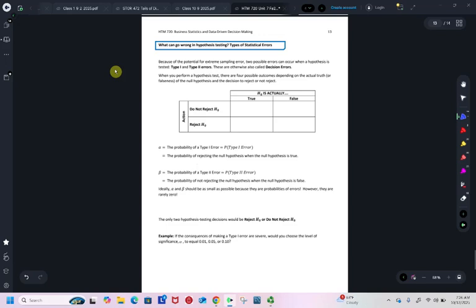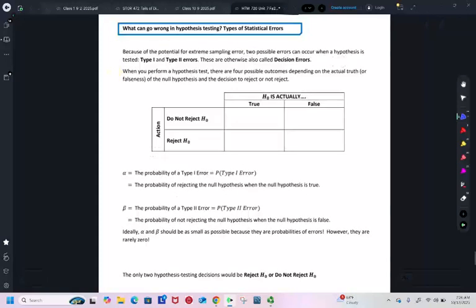In this video, we want to look at what can go wrong in hypothesis testing. In short, we are trying to examine the kind of mistakes, unintended errors, that could go wrong in the setup of hypothesis testing in the practical scenario. In particular, we're going to identify two types of statistical errors associated with hypothesis testing, namely type 1 error and type 2 errors. These are otherwise called decision errors.